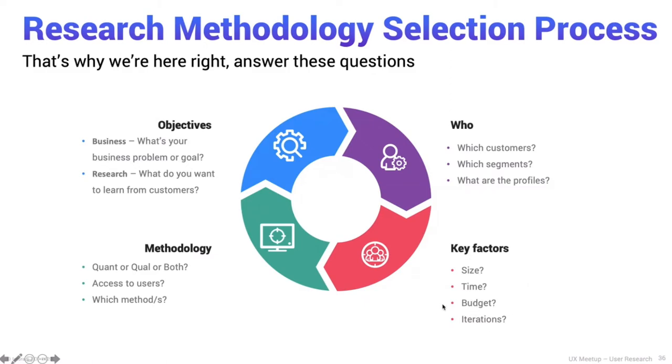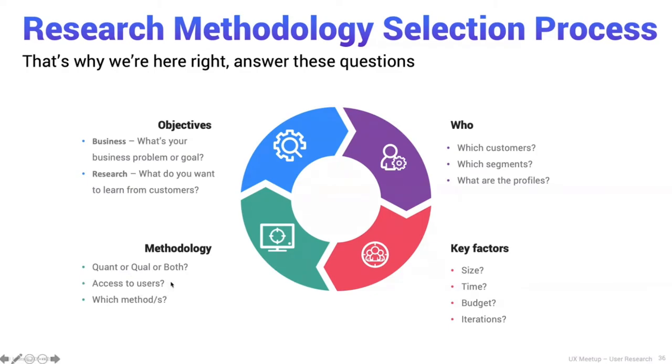Very often, clients have a budget or they don't. And when they come to us and say they don't have a budget, they do have a budget. Sometimes it's about not understanding what it costs to do proper user research and what the very different options are. And then lastly, you start looking at your methodology, which is qual or quant or both. A lot of the projects we do now are mixed methodology projects.